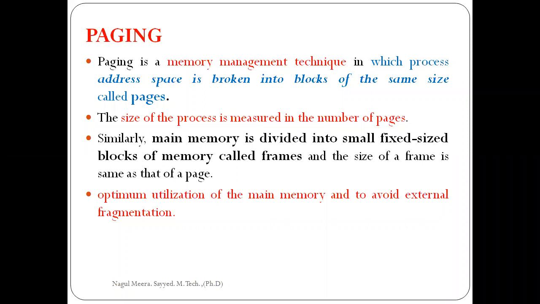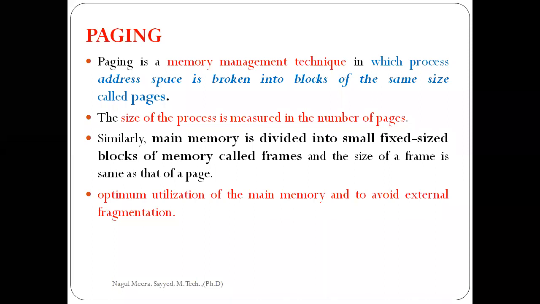What does CPU mean here? A process must be executed by the CPU, and it must be in main memory. So what is the meaning of process address space? The address space at the CPU is called the logical address, and the address space at main memory is called the physical address. If we divide the logical address space into equal parts, that is called paging. We will explain it diagrammatically.